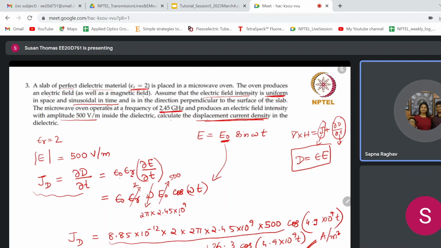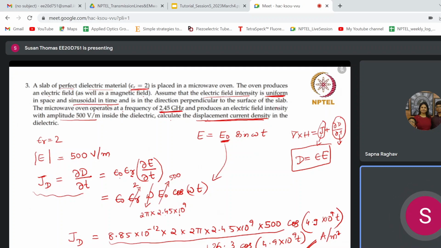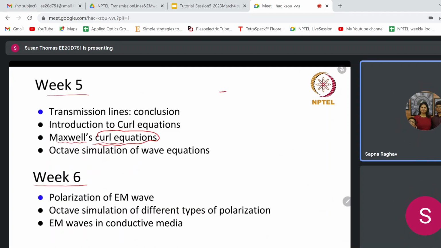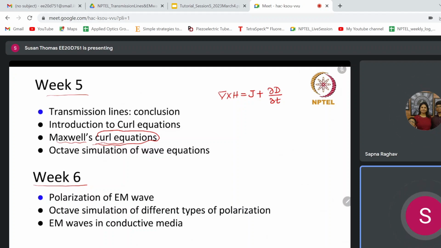What I want to understand is why JD is equal to dou D by dou T. Oh, okay. Then I have to go back to the curl equations we discussed. I don't have the previous lectures. I've written it, ma'am. I told you J plus dou D by dou T. This was the modified Ampere's law. Ampere's law was only this much, and this term was added to it by Maxwell. Here J is basically sigma into E, the conductivity times the electric field, and this is our displacement current density.